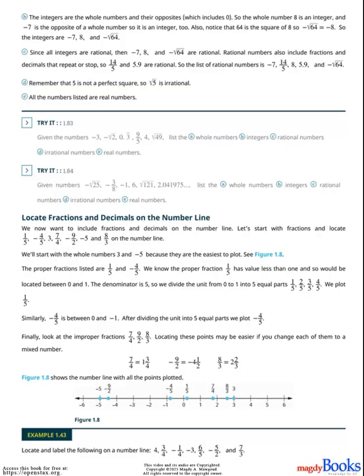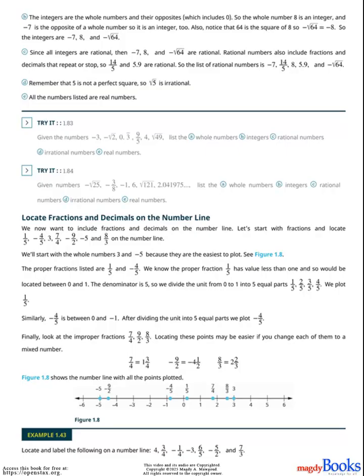Finally, look at the improper fractions 7/4, 9/2, 8/3. Locating these points may be easier if you change each of them to a mixed number. 7/4 equals 1 and 3/4. -9/2 equals -4 and 1/2. 8/3 equals 2 and 2/3. Figure 1.8 shows the number line with all the points plotted.